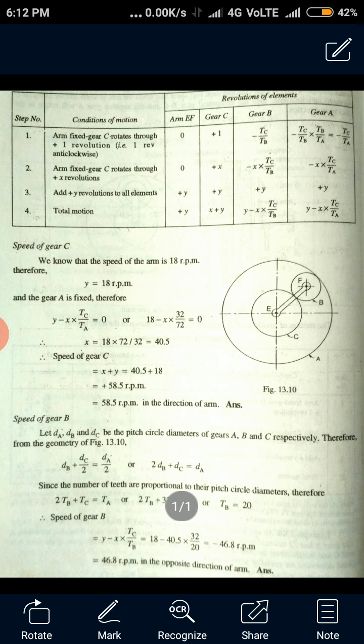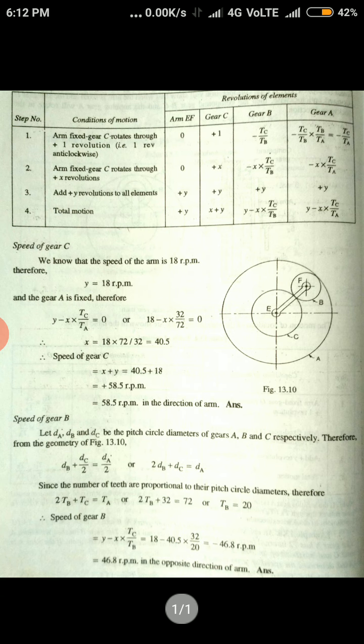Simplifying, we get x equal to 40.5. So now you know the x value, and you know the y value. So the speed of gear C, from the table, is x plus y. So x is 40.5, y is 18. So the value we get is 58.5, positive. If it is positive, then it is rotating in an anti-clockwise direction.